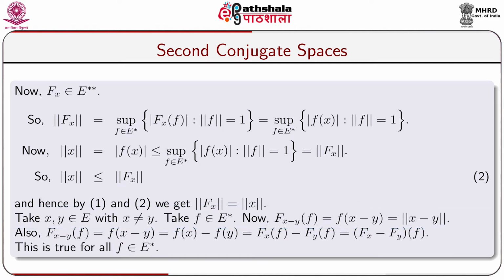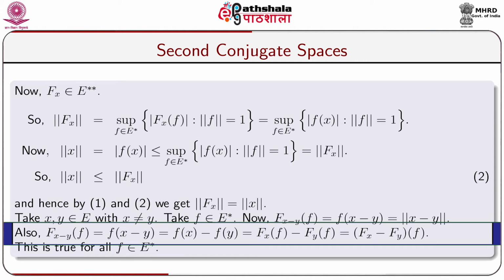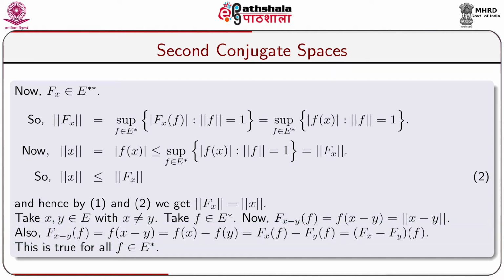Now, Fx minus y of small f equals, by definition, f of x minus y, which is equal to norm x minus y. Also, Fx minus y of small f equals f of x minus y, which equals fx minus fy, which is again equal to fxf minus fyf, which is equal to Fx minus Fy of small f. This is true for all f belonging to E star.